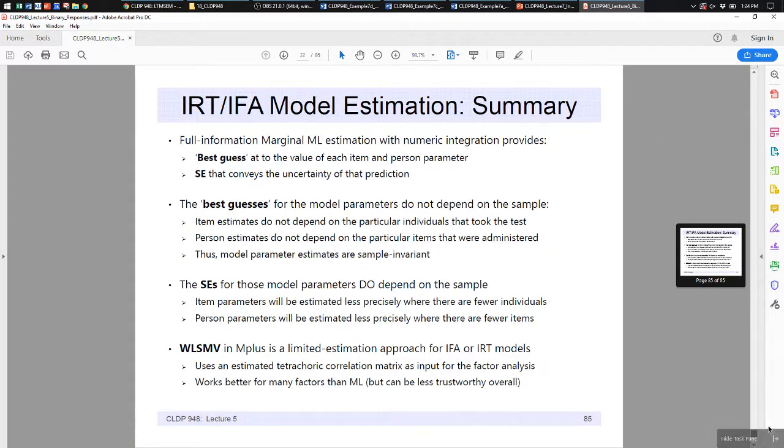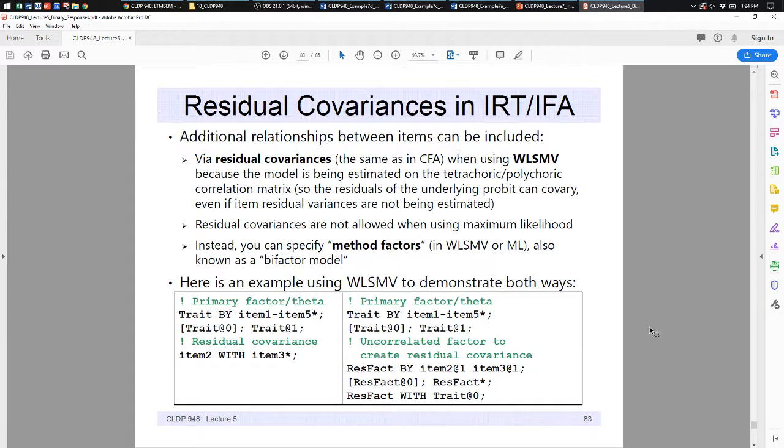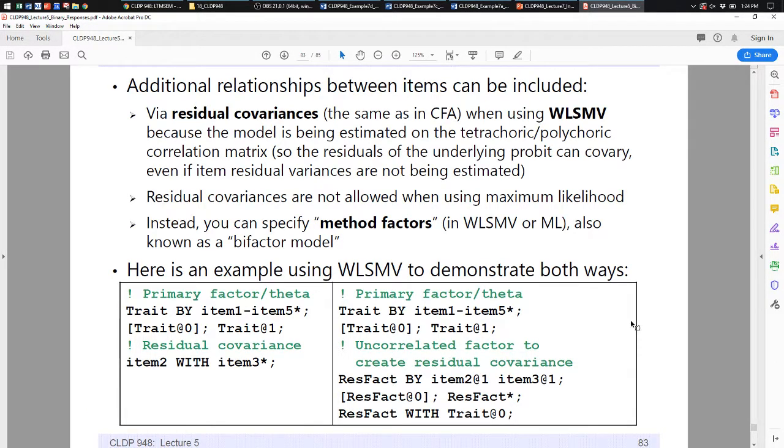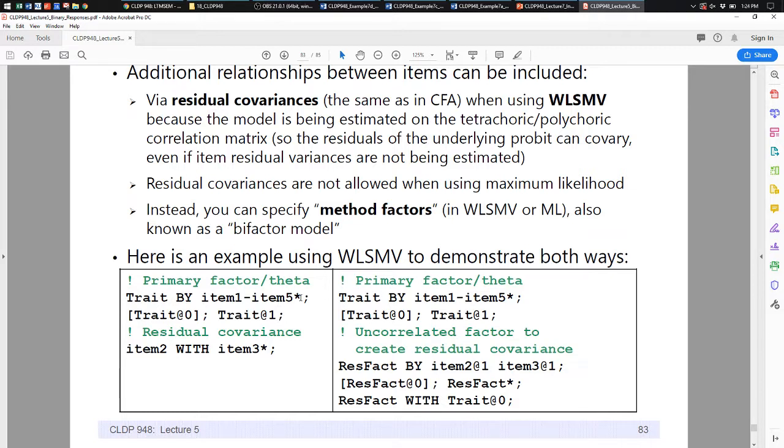Let me pull that up. Here it is. So in analysis estimation methods that involve some kind of covariance matrix, so straight up CFA or IFA with a limited information polychoric correlation matrix, you are allowed to refer to residual covariances directly. So the two items that you want their residuals to covary, you put a WITH in there and it estimates it. You can't do that in full information ML with IRT or IFA because there is no such thing as a residual within that framework.